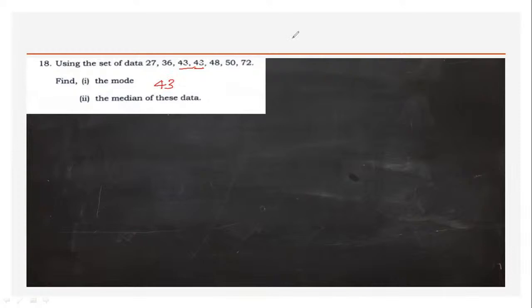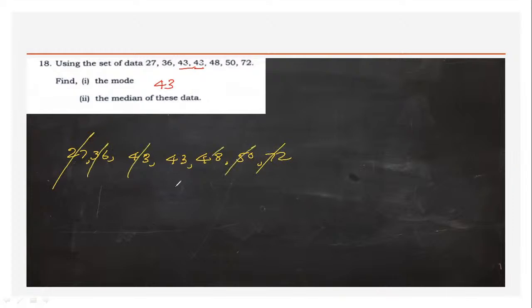If you arrange these data in ascending order, from smallest to largest: 27, 36, 43, 43, 48, 50, 72. Cancel from here to here. 43, right? Then we can write here 43.